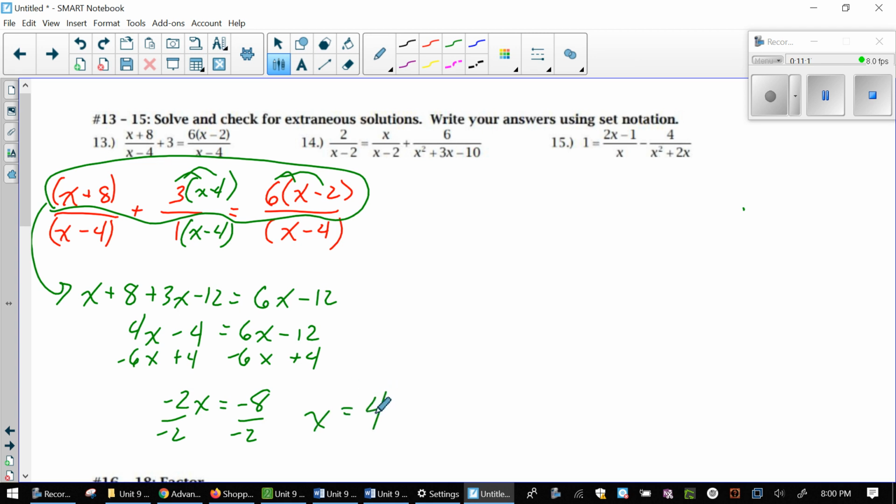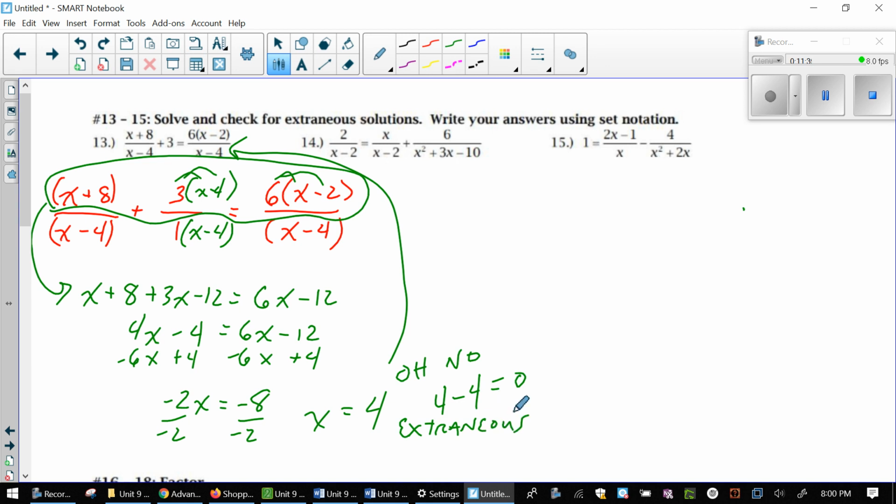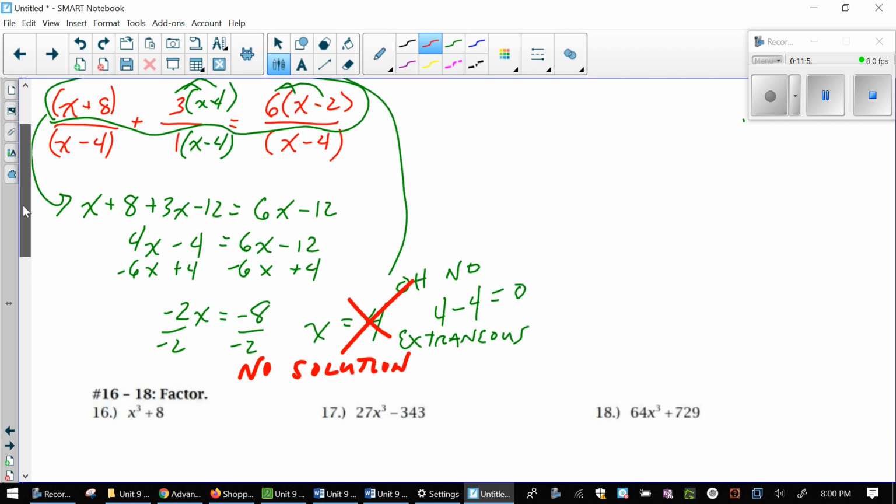Now, remember, we've got to check for those extraneous solutions. So what happens if we try to plug in 4 into that denominator? Oh no, 4 minus 4 equals 0. The denominator cannot be 0, so this is extraneous. If you get that denominator to be equal to 0, that means it's an extraneous solution, which means 4 is not a solution at all, and it means that this problem has no solution. So we got some good things for you guys to think about.